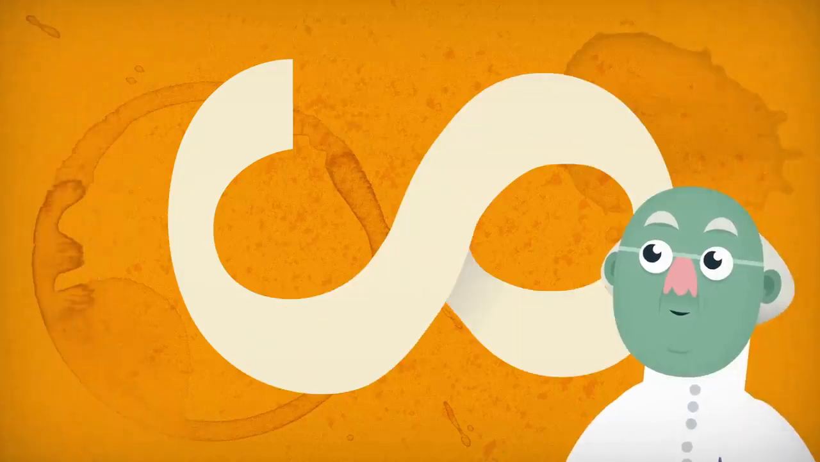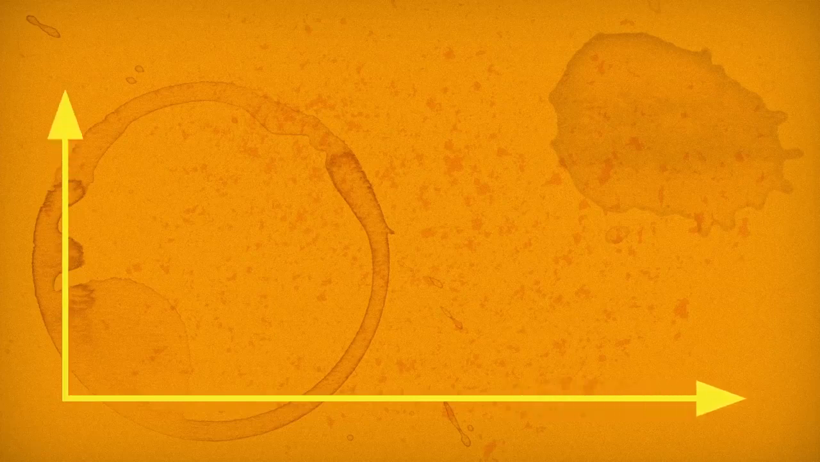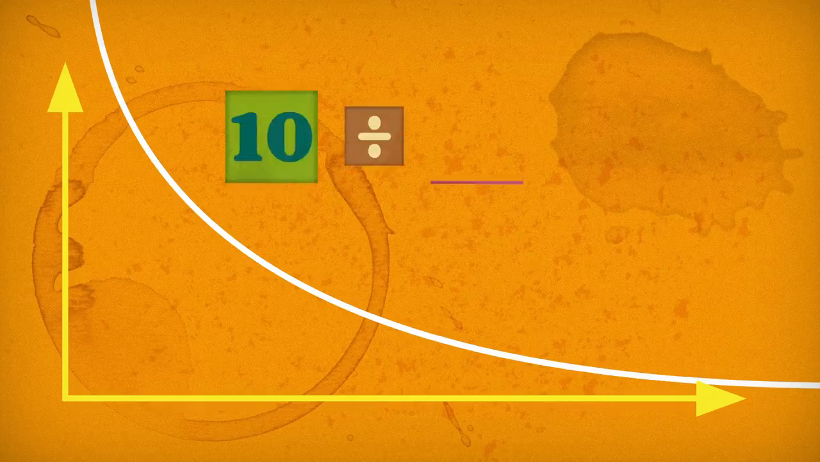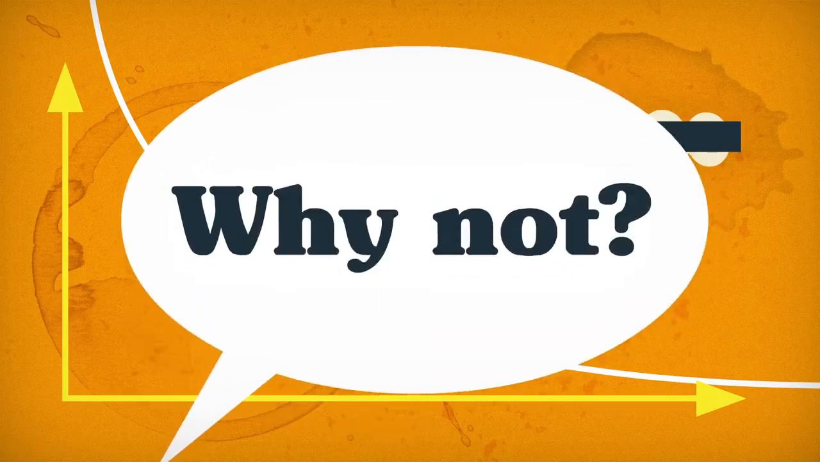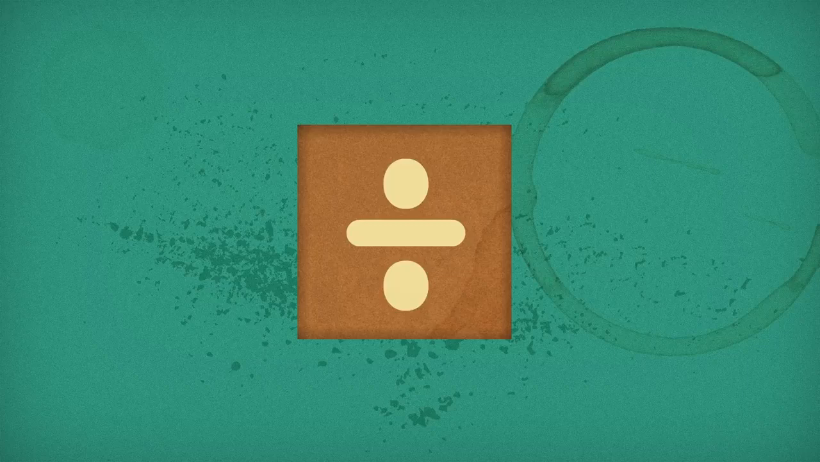That may sound plausible, but all we really know is that if we divide 10 by a number that tends towards 0, the answer tends towards infinity. And that's not the same thing as saying that 10 divided by 0 is equal to infinity. Why not? Well, let's take a closer look at what division really means.